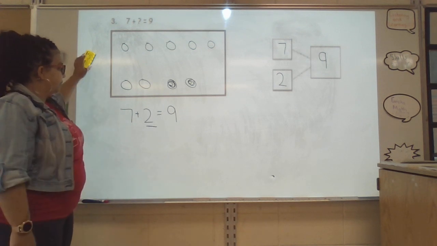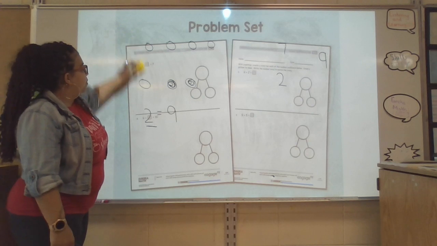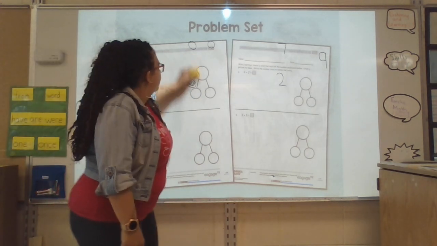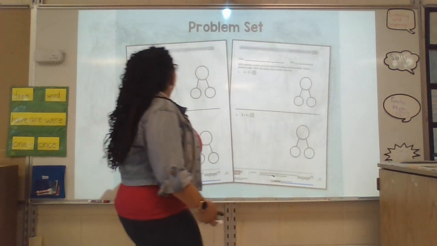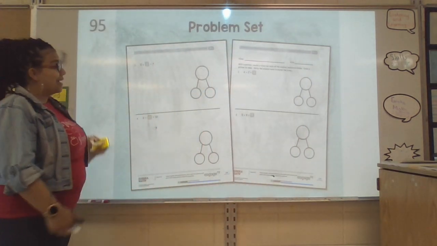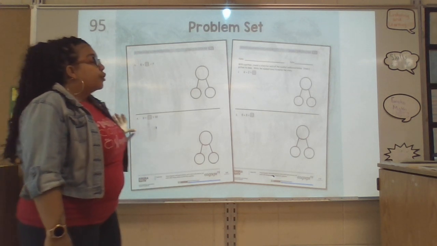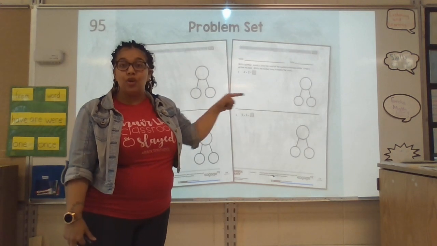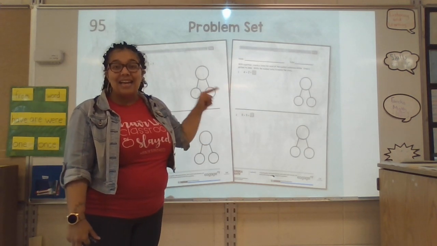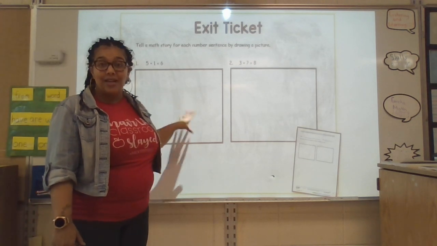Excellent job, guys. All right, so today's assignment is back in your Learn book, the one with the L and the blue. This is your problem set. You're going to work on your problem set. It is on page number 95. So 95 front, back side 96. You're going to work on this about 10 minutes, and then you're going to click that right arrow to go to the next slide. That next slide will show you your exit ticket.